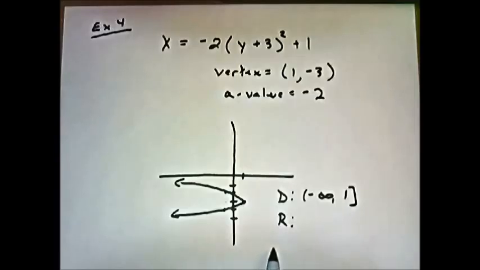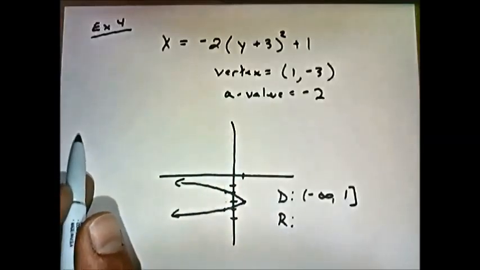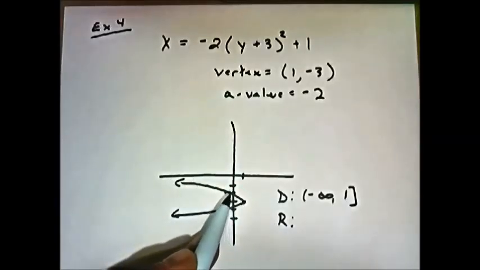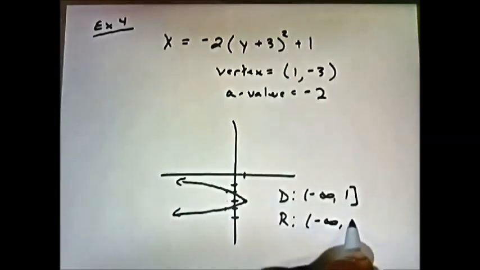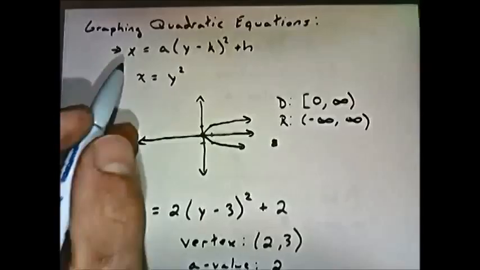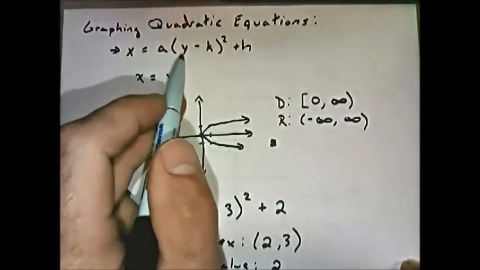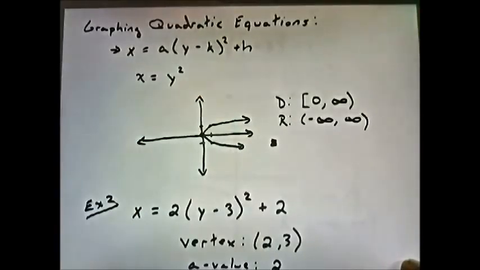The range, again, is going to be -infinity to infinity, because we can come across and touch it way out here in the negatives, as well as up here in the positives. We'll always be able to come out here and touch the graph. Again, this is increasing forever. So our range is -infinity to infinity. So we should see a lot of similarities between the two forms. Remember, this now is in the form x equals a times y minus k squared plus h, instead of being the y equals form.